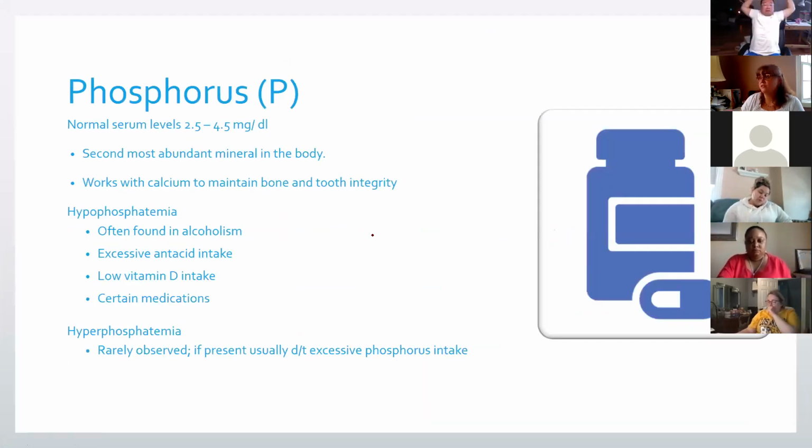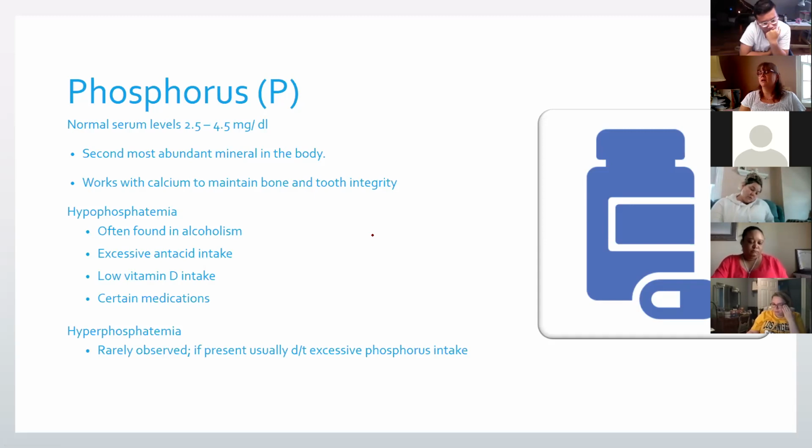And then phosphorus is the second most abundant mineral in the body. It works with calcium. Again, they're best friends. They like to maintain bone and tooth integrity. We very, very rarely see hyperphosphatemia. It's usually hypo, and it's usually found in patients that abuse alcohol, take excessive antacids, or have very low vitamin D. And there's a few medications that might cause phosphorus issues, but typically not very common.